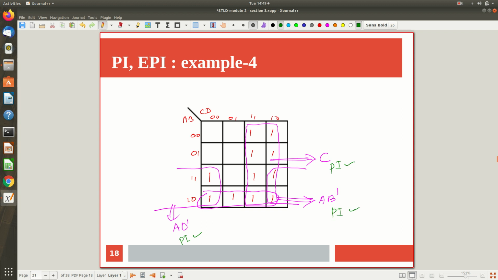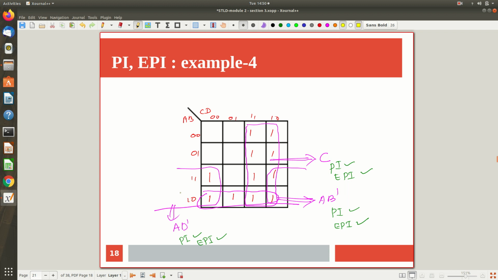Now this is clear. Now is it an essential prime implicant? That is my next question. You can see that this is essential due to this particular min term. And similarly, this largest grouping is also essential, due to many min terms. Essential prime implicant, and this is also an essential prime implicant. And tell me the reason for the essentiality, which is making them essential.